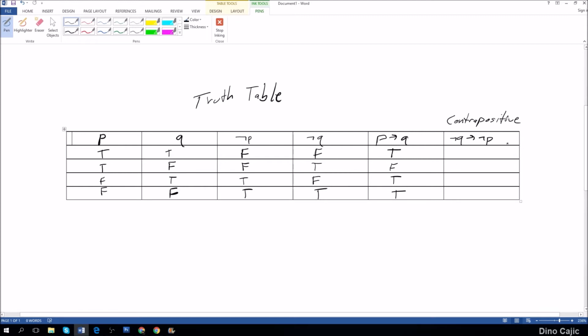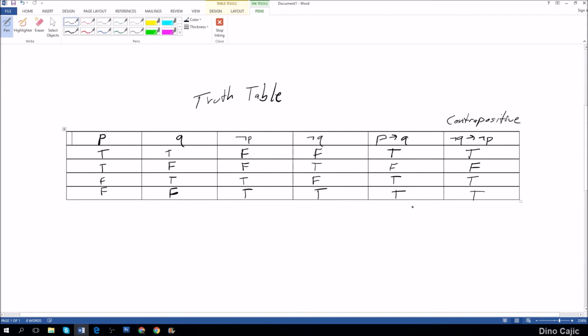So now let's look at the contrapositive. Not Q implies not P. Not Q, which is false, implies not P, which is false. False implies false, that is true. True implies false, well that is false. False implies true, well that is true. And true implies true, that is also true.